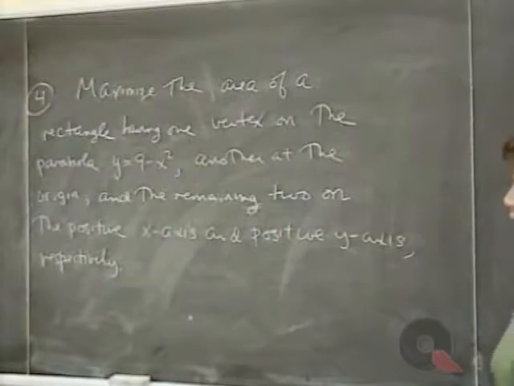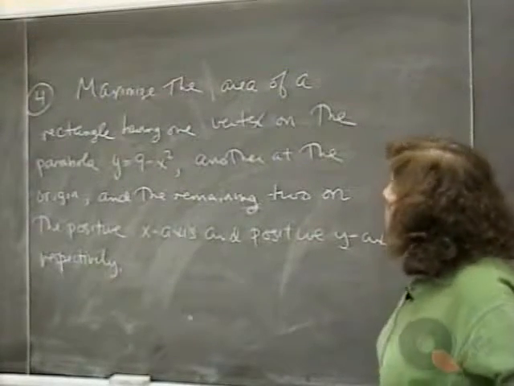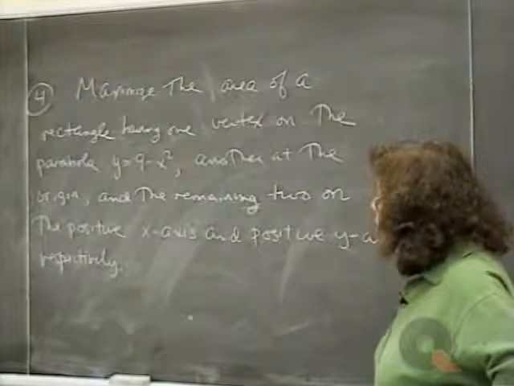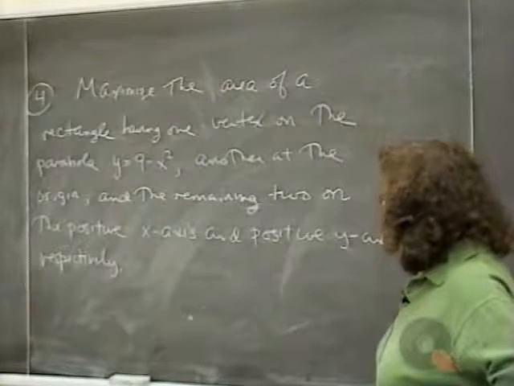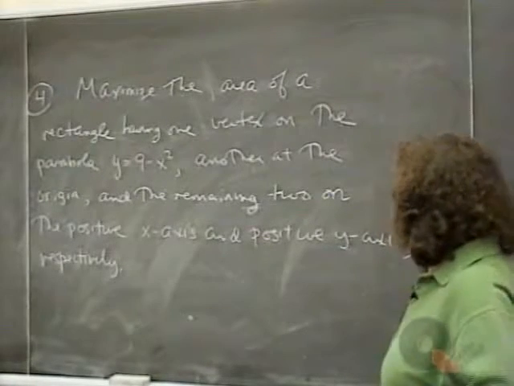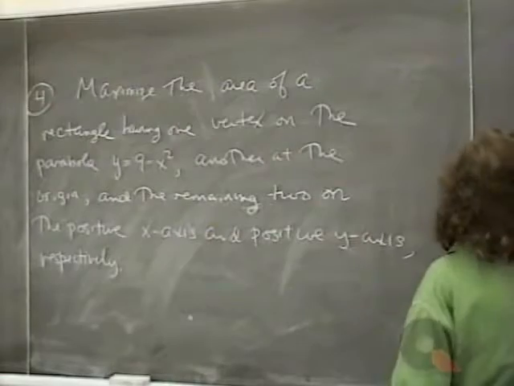The last problem on this tape is the following. Maximize the area of a rectangle having one vertex on the parabola y equals 9 minus x squared, another at the origin, and the remaining two on the positive x and y axes respectively. Let's see what we can do here.